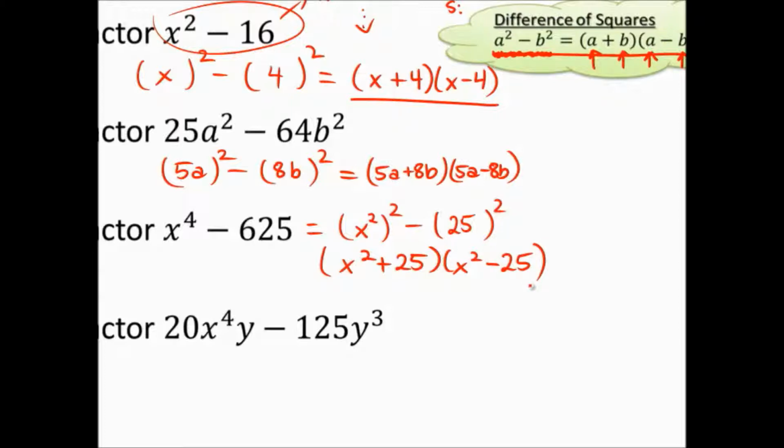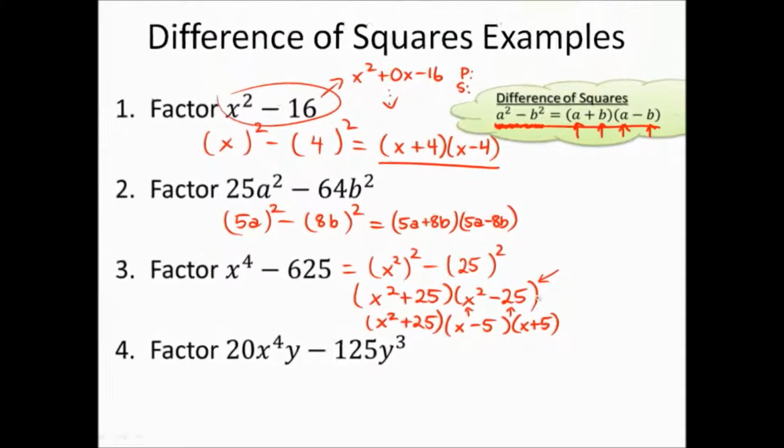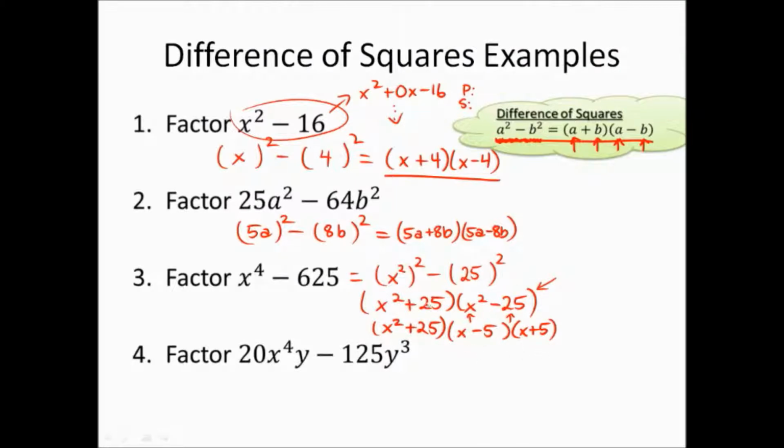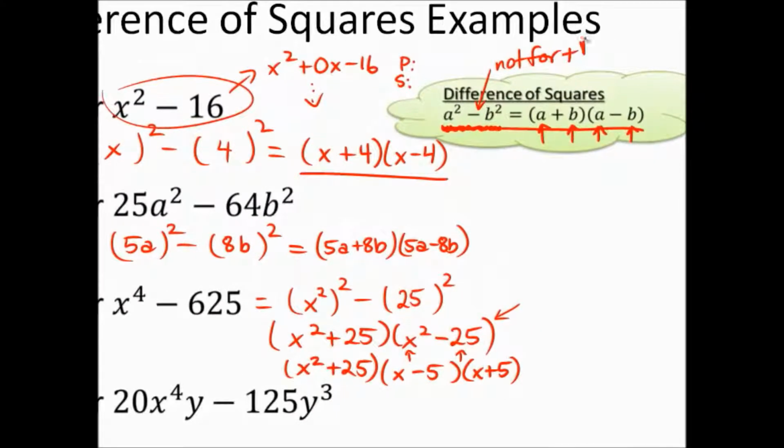Now, you think you're done, but always look at both your brackets and see if they can factor further. Don't we have another difference of squares here? Isn't this x squared minus 5 squared? Yes, it is. So keep going if you can. Always factor as completely as possible. Using the difference of squares formula again, you get that. Notice it doesn't work for plus. You can try and justify that for yourself, or you can ask in class.